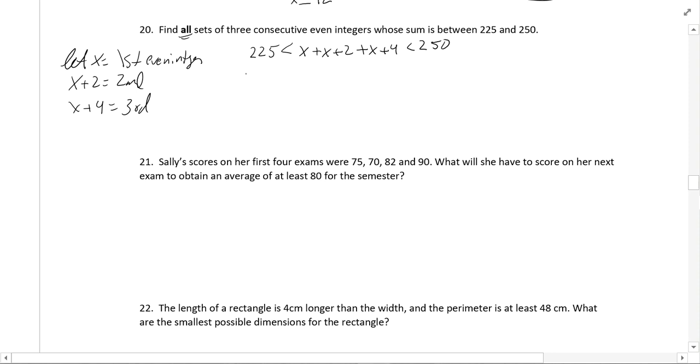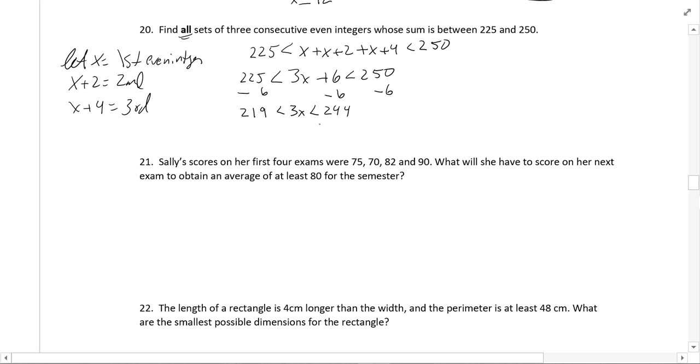All right, so I'm going to go ahead and simplify. I have 225 is less than 3x plus 6, which is less than 250. All right, so now I need to solve, but where you need to be careful is you have two inequality signs. So when you subtract the 6, you have to subtract it from the right and from the left-hand side. You have to do it from both. So when you subtract it, you're going to get 219 is less than 3x, which is less than 244.